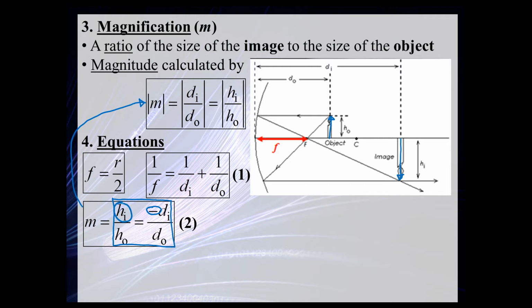To get hi by itself, you just bring ho to the top, and then you'd have hi is equal to negative di ho divided by do. Now, in terms of why that negative sign exists, it's basically like a correction factor. What it does is ensure mathematically that if you have an object that is real, you must get an inverted orientation. So let's go through this.